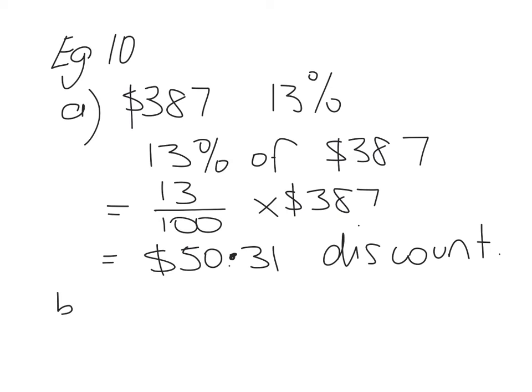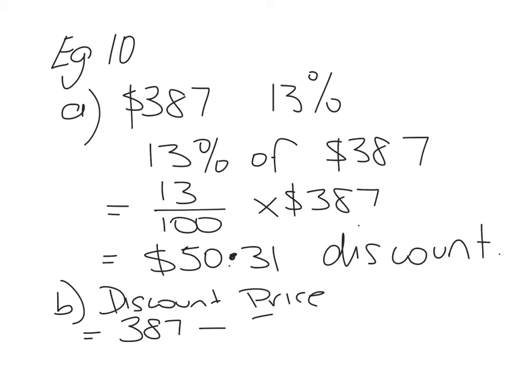So part B, the discounted price equals $387, take away $50.31 discount, which means you would be paying $336.69 is your discount price.